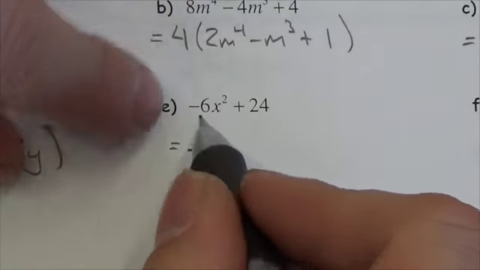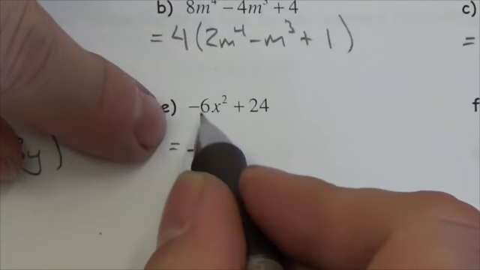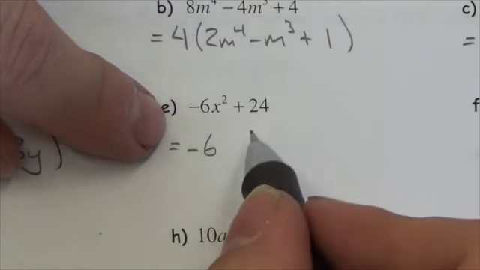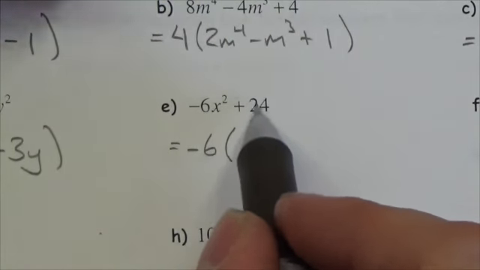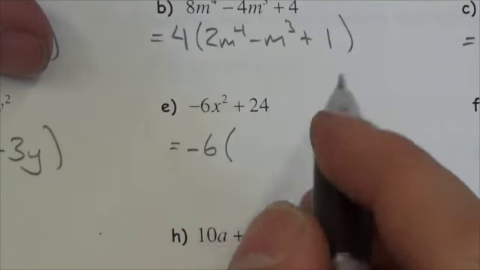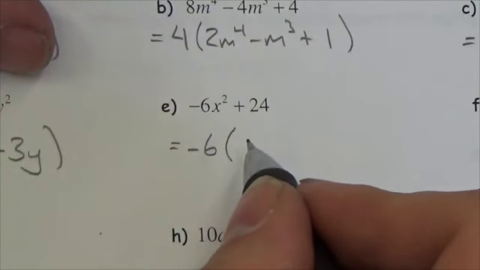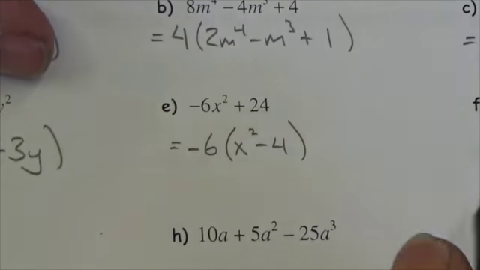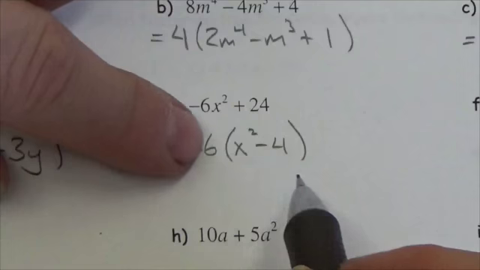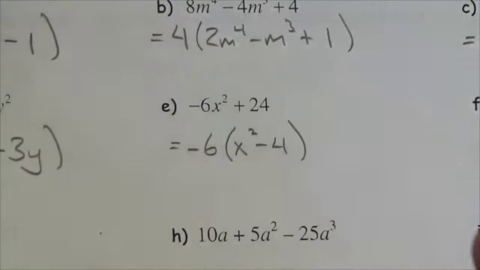Now granted, even when I take the negative out with that, it's still in front of the whole term here, but I'm going to drop a set of brackets now, and I have now taken out negative 6. I'm going to divide 24 by that negative 6 there. You'll be left with x squared minus 4. Now granted, I've still got this negative 6 up front, but what I'm left with, that looks better. And when it looks better, it's easier to work with. And you'll see that later on here.